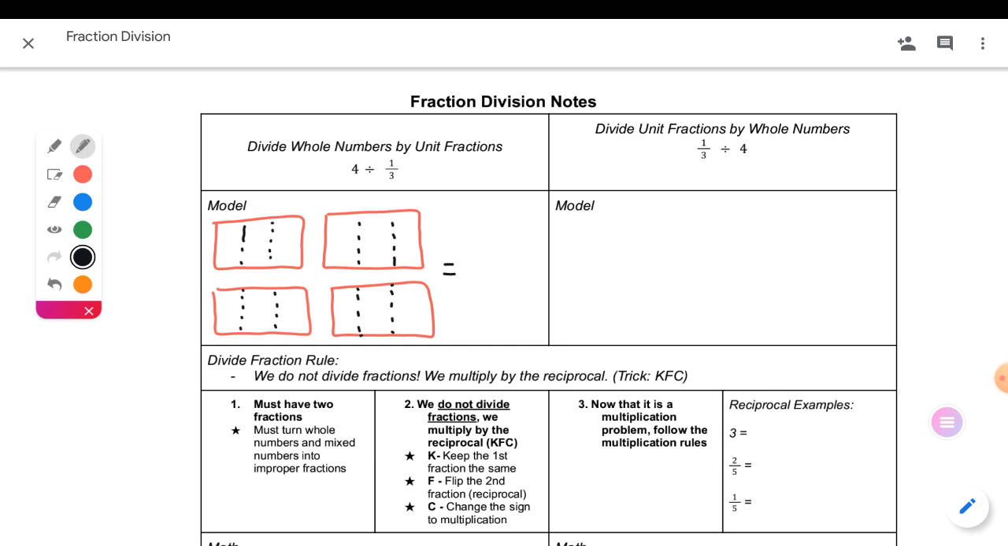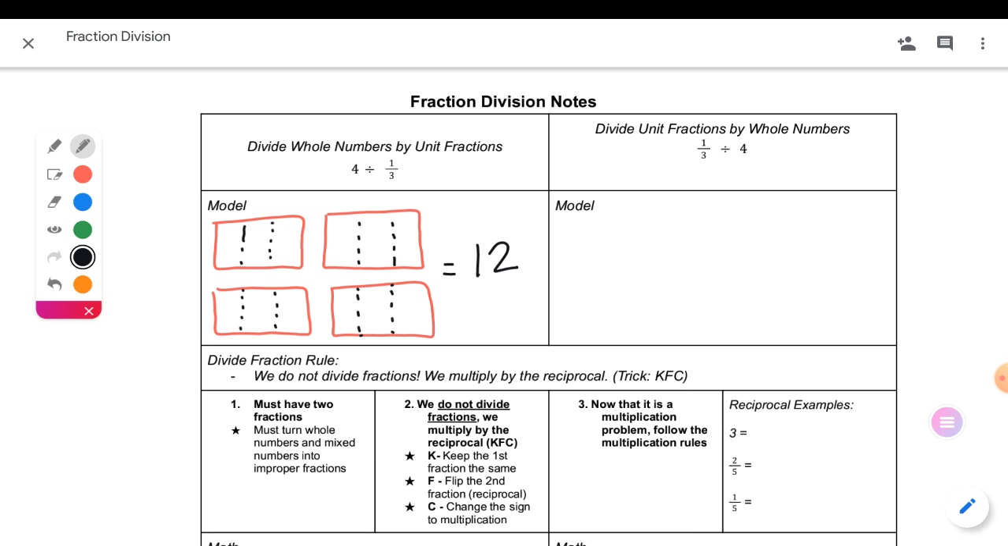How do I get my answer? What does my answer tell me in these? I had 4 sub sandwiches. I divided each one in thirds. What is my answer? 13. One lower. 12. I have 12 what? Pieces. 12 pieces of sub sandwich. So my answer would be 12. 4 divided by 1/3 is 12. What about the next one?